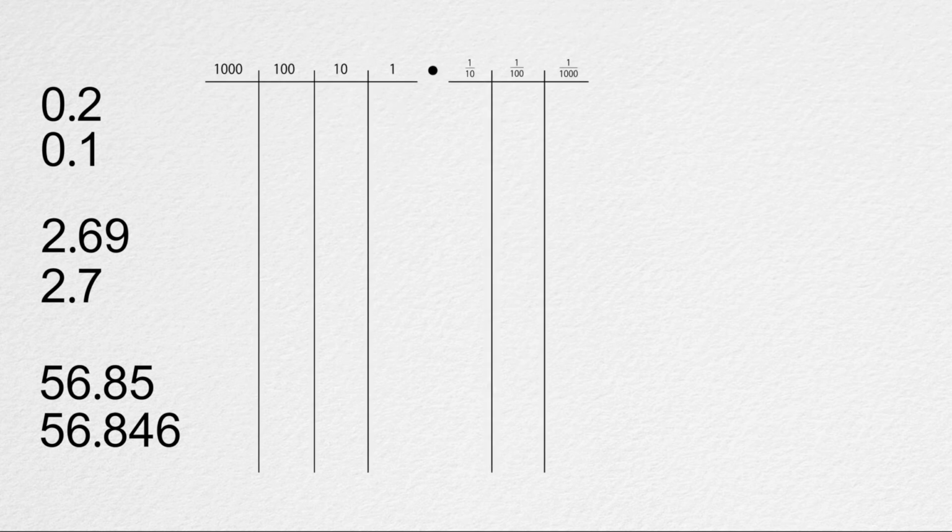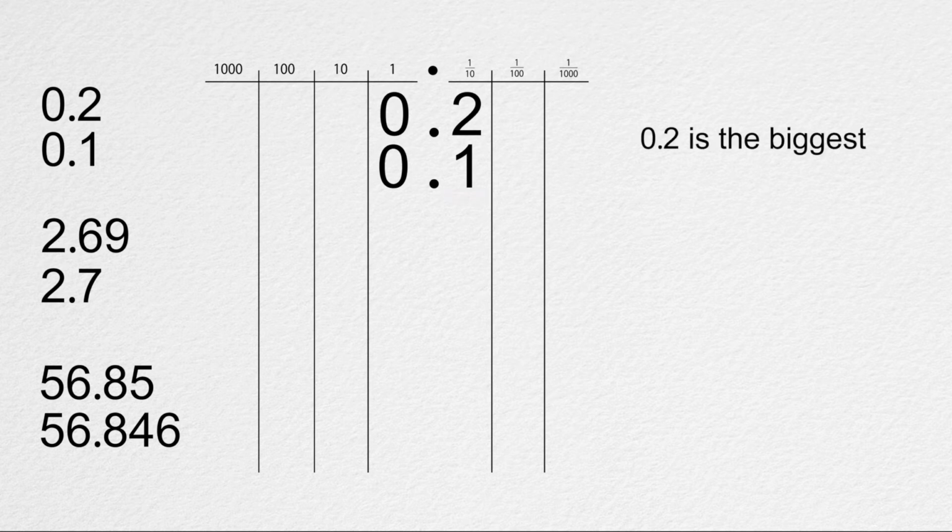0.2 and 0.1. Let's line them up using the base 10 grid, reading from left to right, starting with the units. We can see that both numbers have no units. OK, so let's compare the next column, which is the tenths column. So 0.2 has 2 tenths and 0.1 has 1 tenth. Since 2 tenths is bigger than 1 tenth, 0.2 is bigger than 0.1.